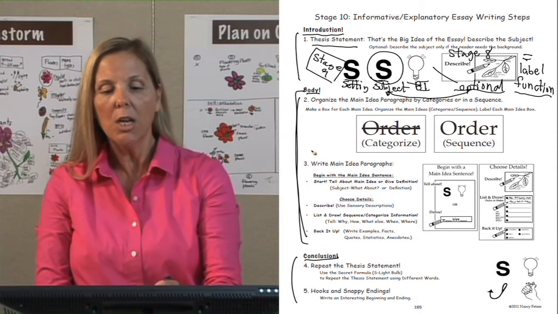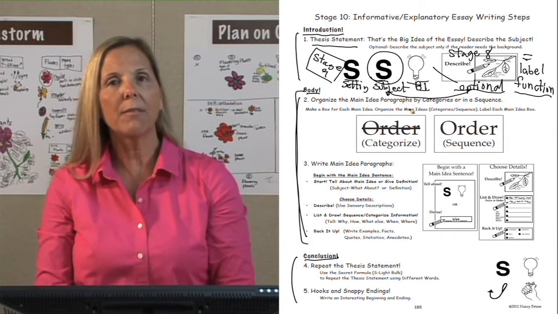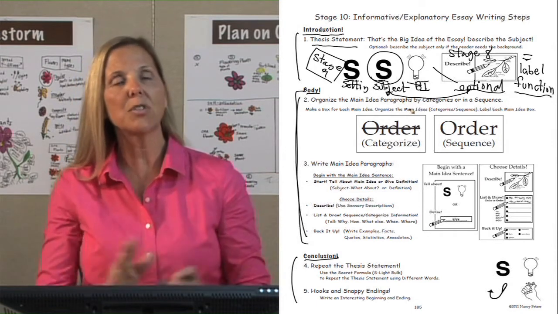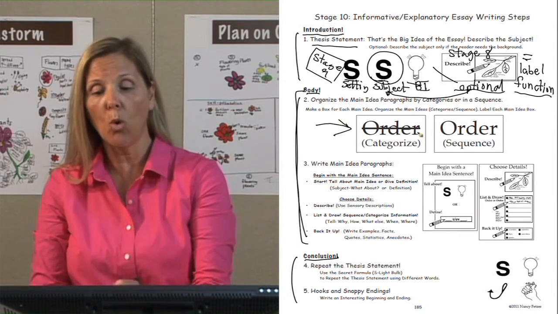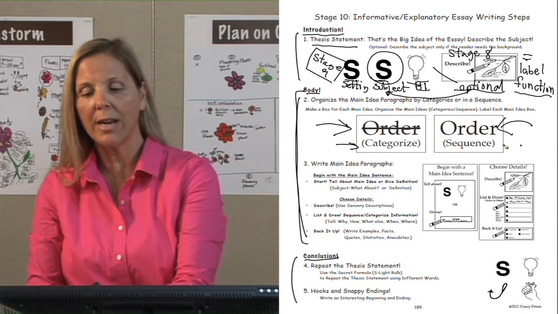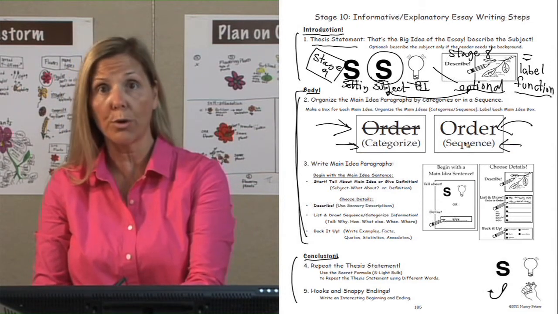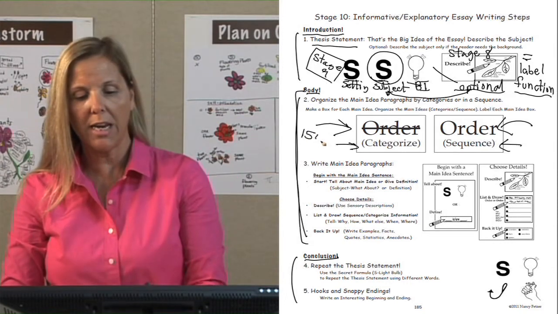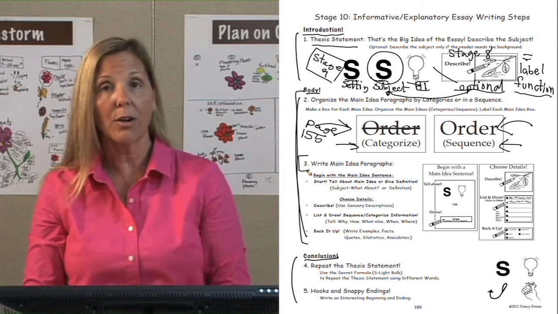In the body, we have our main idea paragraphs, and we have to organize those main idea paragraphs. Either they're going to be where there doesn't have to be a specific order or where they have to be in order. That's why we learned how to categorize and sequence. So those are going to be our doesn't-have-to-be-in-order or order cards, which were on page 155. Then we go to our main idea paragraphs.